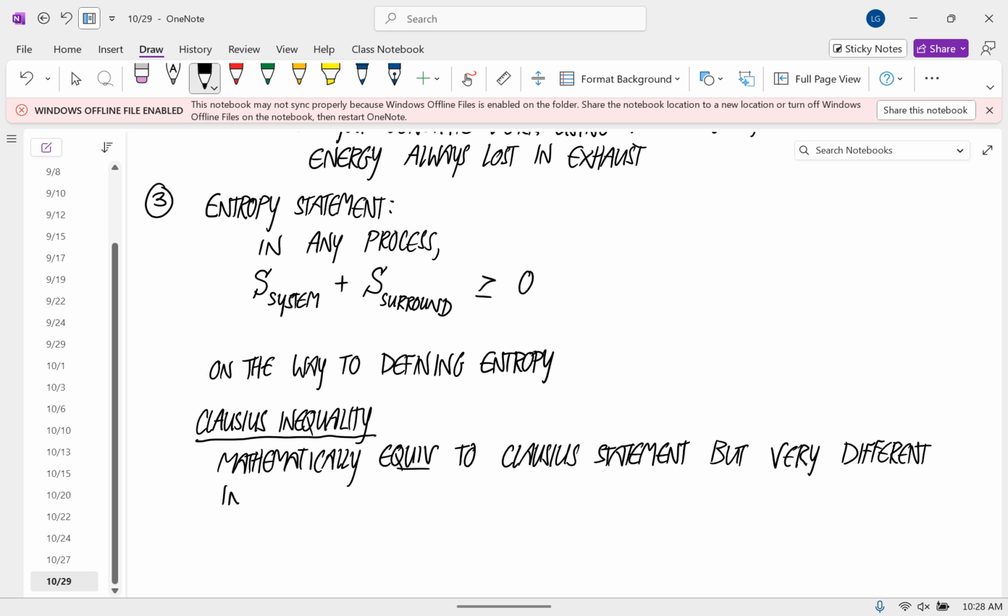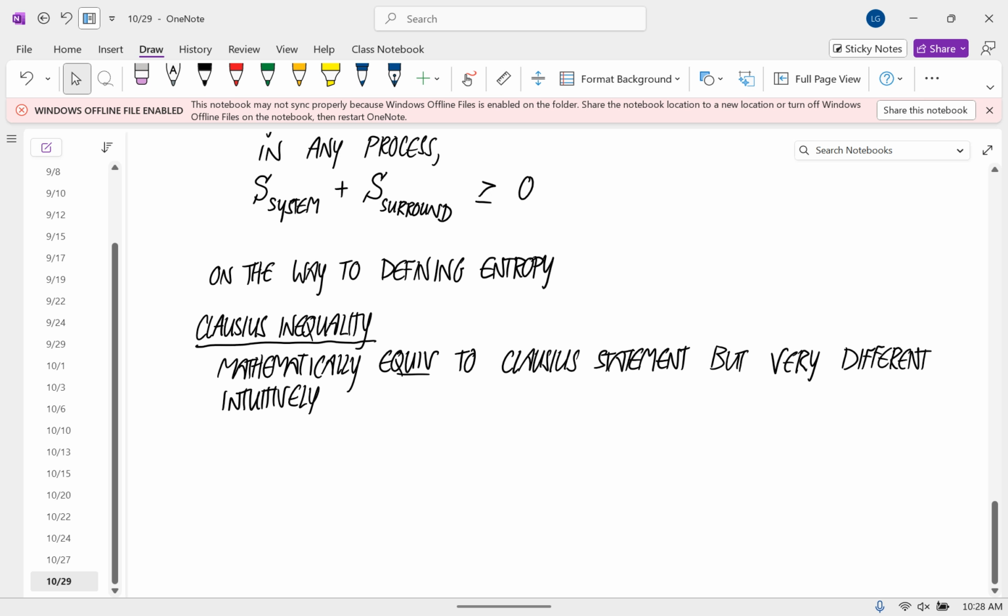Let's say very different intuitively, like the way you have to understand it. And it says that for any cycle, and from now on, talking about entropy, we have to always be really careful in our heads about, are we talking about a perfect ideal cycle with no irreversibilities, no friction or anything like that? Or are we talking about an actual cycle that you could see out in the world? And so this is for any actual cycle.